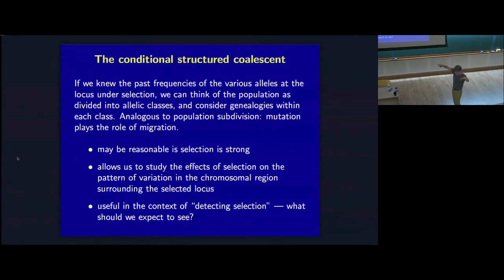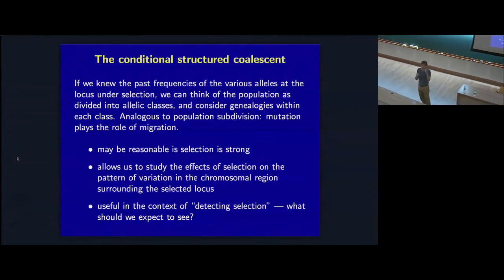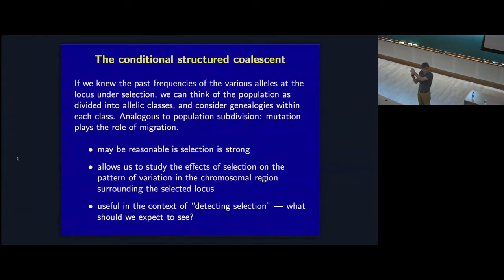So basically the idea is, if you knew the trajectory of the selected alleles, if you think about a gene with two different alleles under selection, if you knew going forward in time which trajectory they had taken, and you condition on that, then you can think of the population as being divided into two different classes, just like population subdivision. A particular sample belongs to either this allelic class or that allelic class. And then you can do a coalescent backward in time in this way.